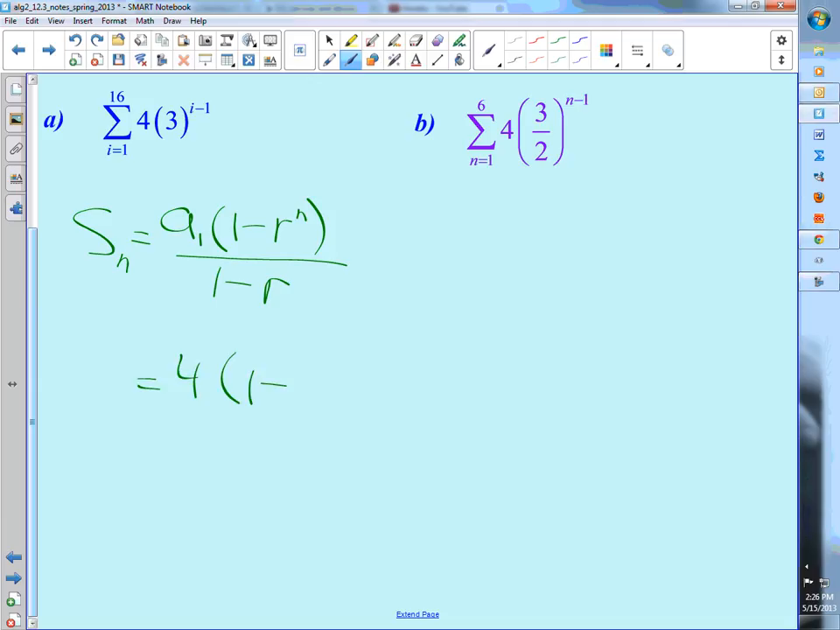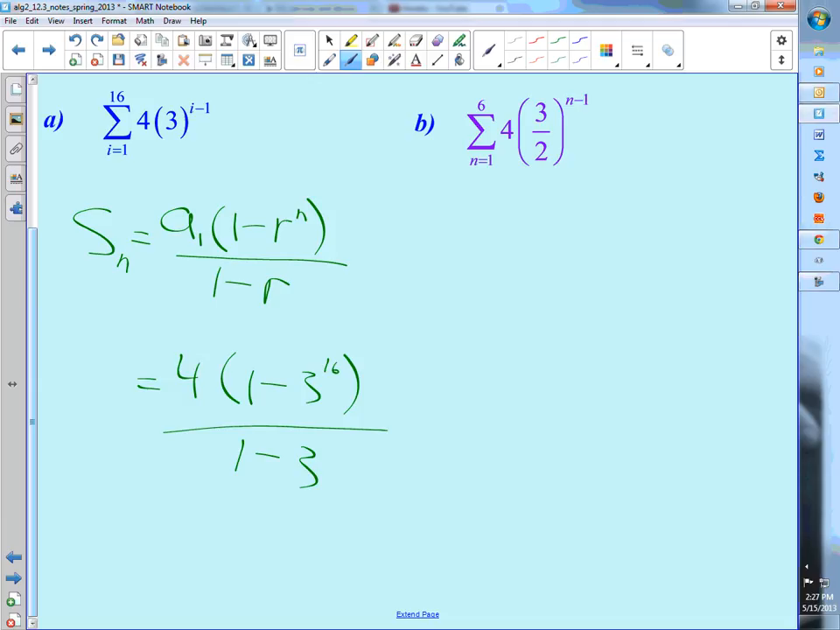1 minus 3 to the what power? 16th power divided by 1 minus 3. Now sometimes when you do this, you get some pretty big numbers, but the big mistake that people make is they do 1 minus 3 is negative 2, and they raise it to the 16th power. You have to do 3 to the 16th. Subtract that from 1 and divide by negative 2, or multiply by negative 1 half.